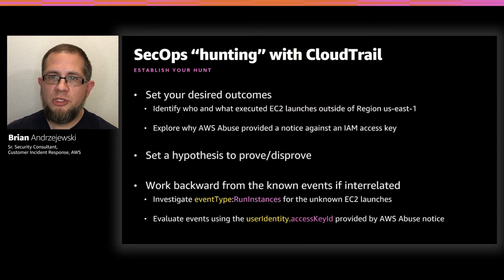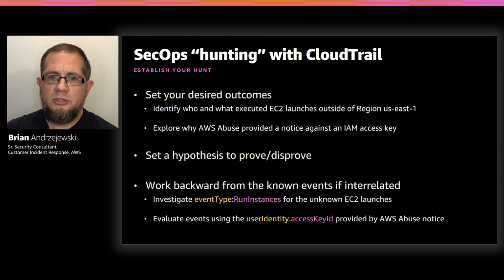Now that we established the enrichment sources and the scenario, we're going to start figuring out how we're going to do this hunt. So what are our desired outcomes in this? We're going to identify whom and what executed those EC2 launches outside our typical operational region of US East 1, because we know they're in US West 1. We're also going to explore why AWS Abuse provided a notice against the IAM access key. Right now, we don't know if these are interrelated. It is a hypothesis that these are interrelated. In this hypothesis, we're going to try to prove that this IAM access key is related to these EC2 launches, and then we have the additional data set of GuardDuty's detection saying there's cryptocurrency mining coming from these instances.